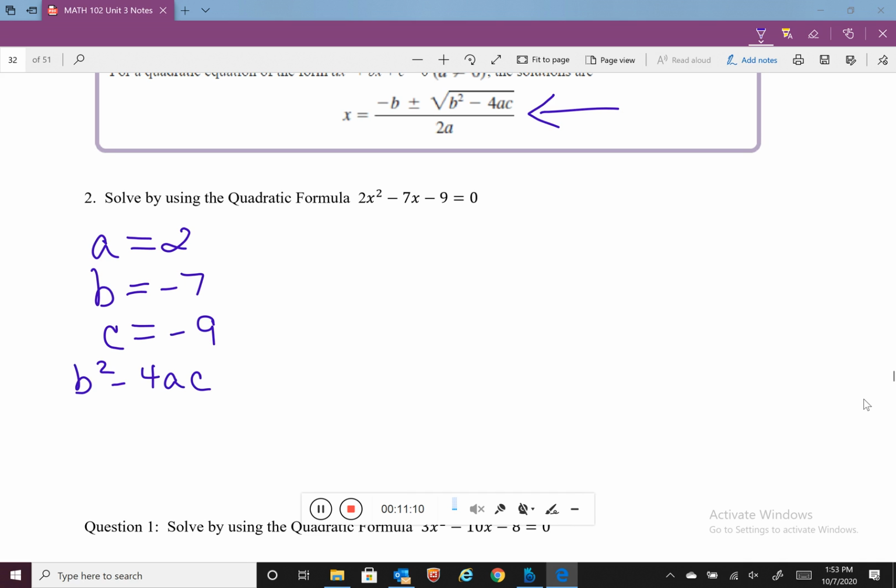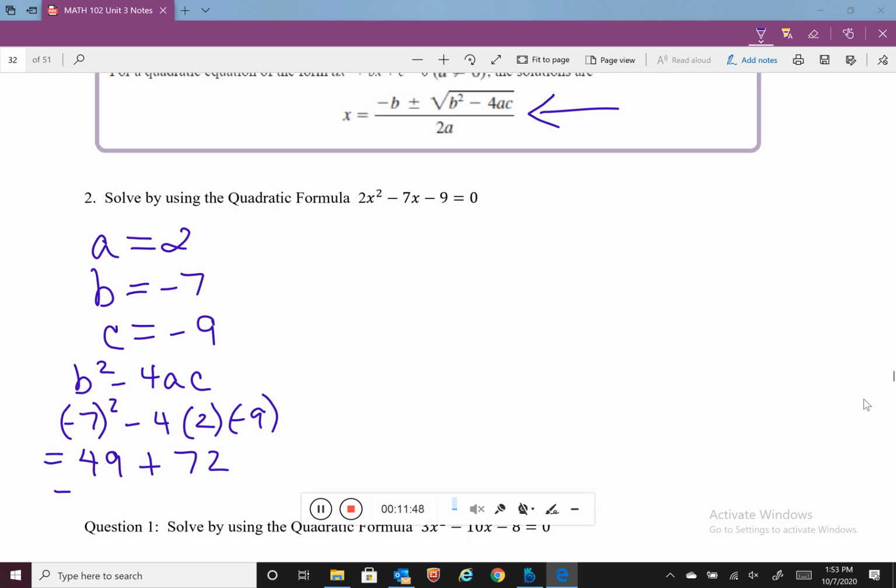So b squared, notice b is negative, so parentheses are important. We have negative 7 squared minus 4 times 2 times negative 9. Lots of negatives, we need to be conscious of that. So that gives us 49, and then remember we have a subtraction, but that's going to be a product of a negative. And so we have plus, and 4 times 2 is 8, and 8 times 9 is 72.